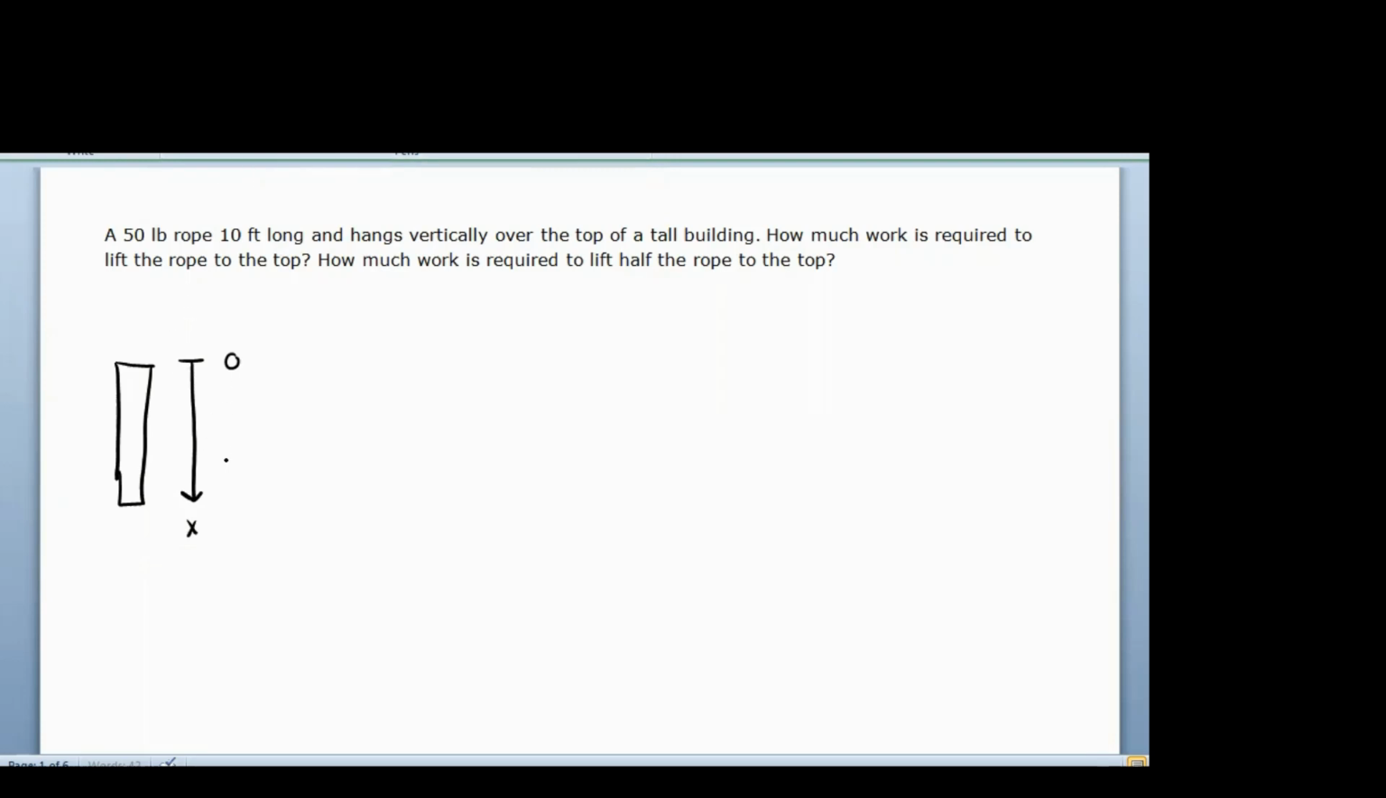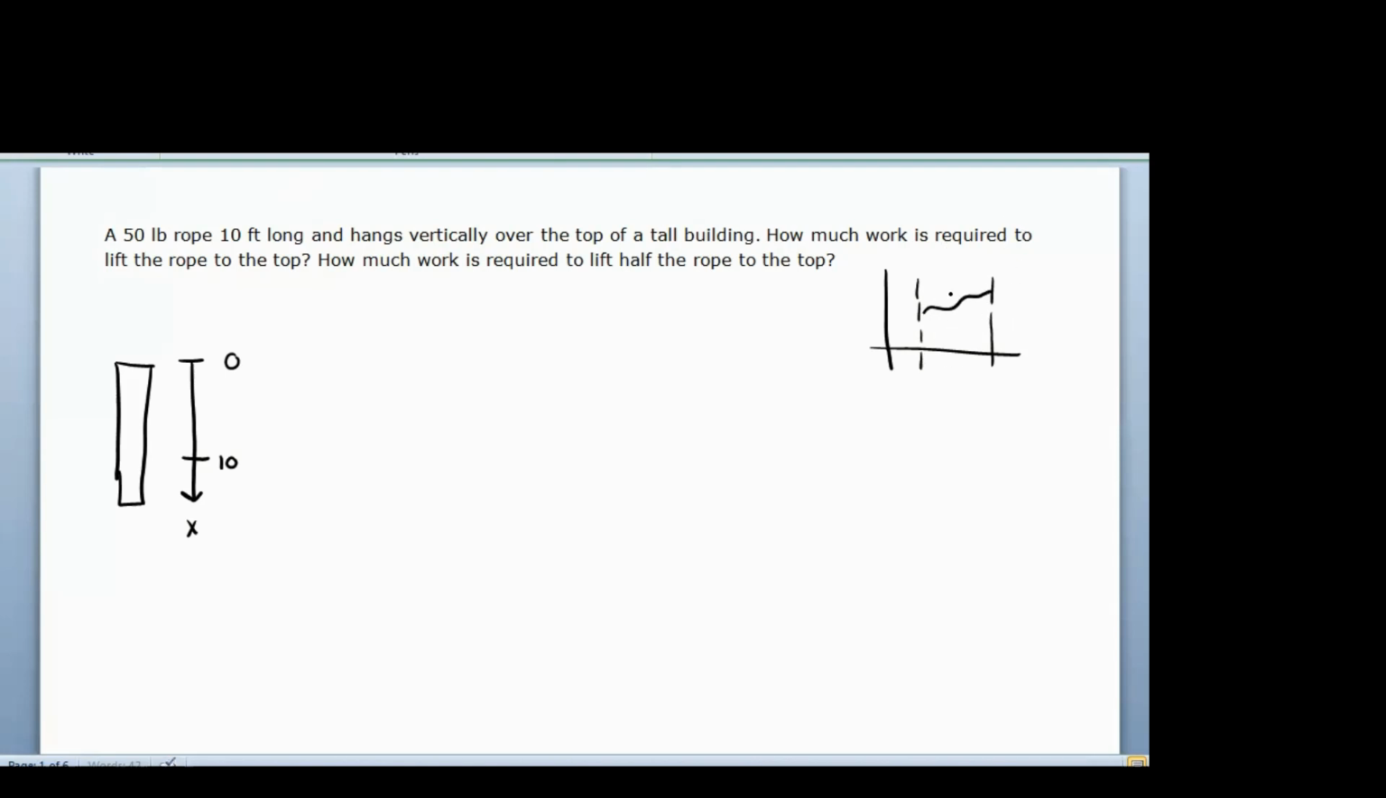So my rope is 10 feet long. So I'll make this the bottom of my rope. And now let's discuss how we're going to solve the problem. I'd like to figure out the work required to pull this entire rope to the top of the building. What I'm going to think about is how we find the area under a curve. So say this is my curve here, and I want to find the area under my curve.